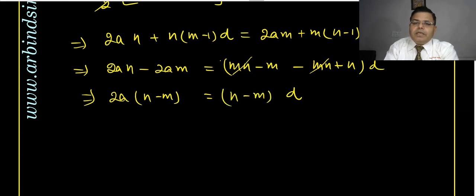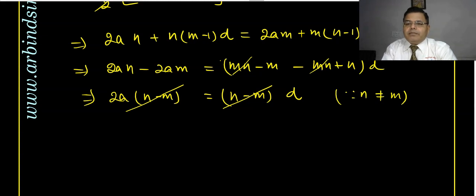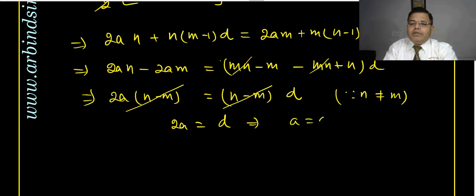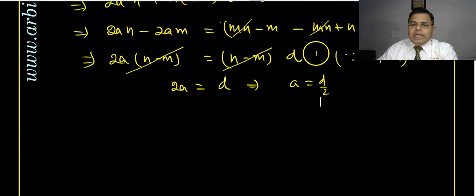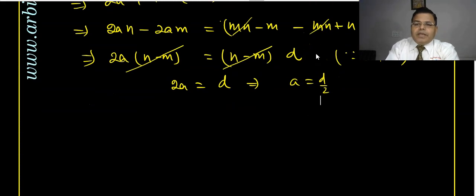There is no problem. So n minus m and n minus m is cancelled since n is not equal to m. It must be given in the question because there are sum of two different terms, right? So here 2a is equal to d and a is equal to d by 2. We can write a is equal to d by 2. Putting the value of a or d anywhere, we can use it.